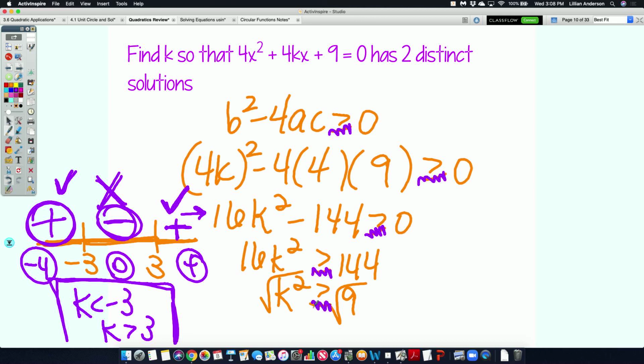When does the sign flip? Whenever you multiply or divide the inequality by a negative number. So if this is a -16 and I had to divide by -16, this would change.